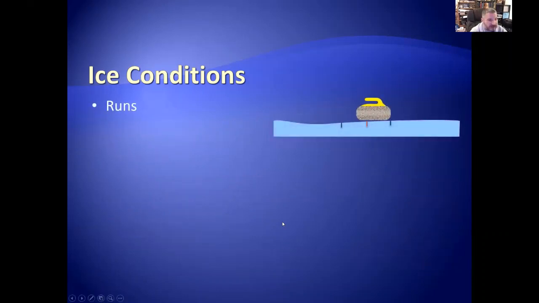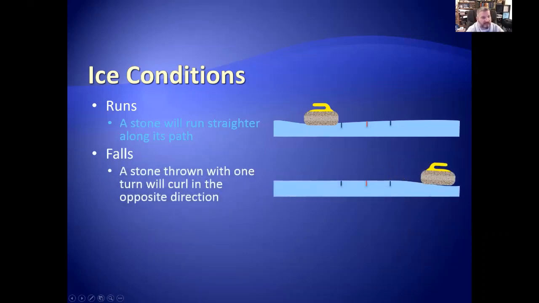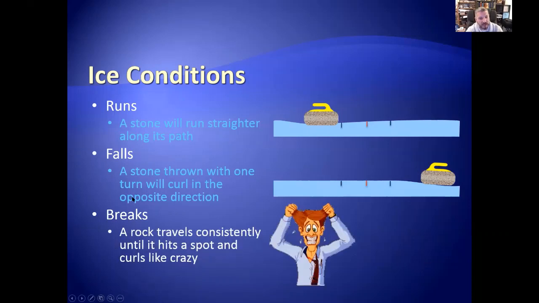There are runs, and that's when the stone finds a particular spot and can't get out of it. There are falls out on the edges of sheets. Sometimes we see this on the sheet that's up against the wall. And there are breaks. The rock travels consistently until it hits a certain spot and then curls like crazy.